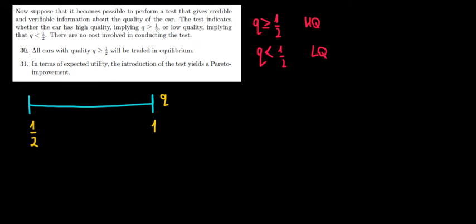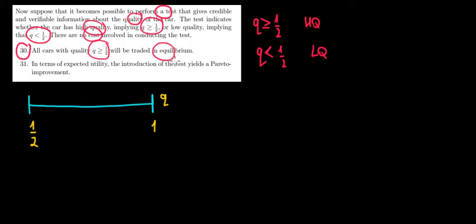Let's solve question 30 now. Suppose that it becomes possible to perform a test that gives credible information about the quality of the car. The test indicates whether the car has high quality, which is above 1/2, or low quality, which is below 1/2, and there are no costs involved in the test. So all cars above this level will be traded in equilibrium. Is that true or false?